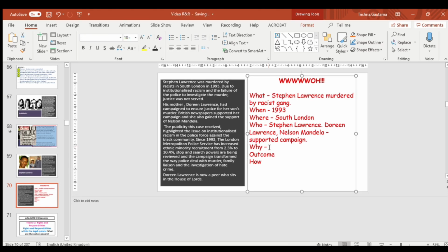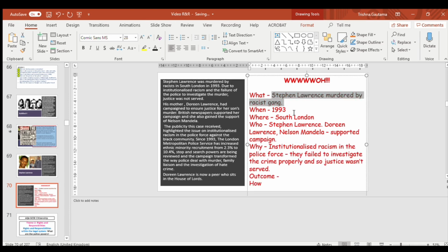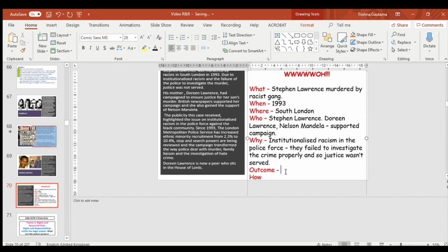What you should do is apply this why to the issue. So the issue is institutionalised racism in the police force. The police failed to investigate the murder, and so justice wasn't served. So that is your reason. Let's put these in another colour so you can see it. Outcome. You can refer to some of the facts here. So increase in ethnic minority recruitment, transformation of how police deal with murder and hate crime. You only need a few points here.